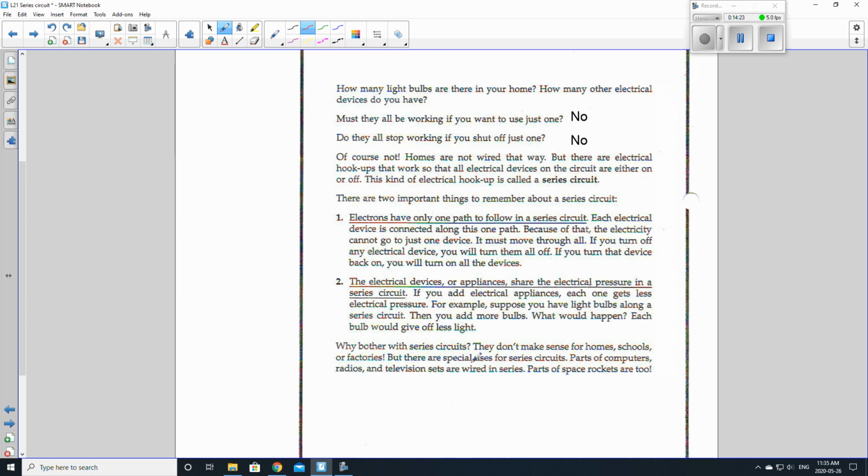But there are special uses for series circuits. Parts of computers, radios, and television sets are wired in series. Parts of space rockets are too. Some of these components are actually for safety reasons. So if something isn't working, maybe you want the whole device to shut down for safety reasons.